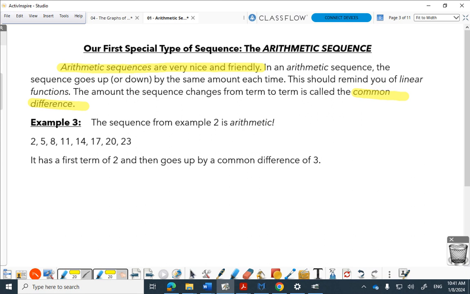So the sequence from example 2 is arithmetic, the sequence I was just doing. It goes up by the same amount: 2, 5, 8, 11, 14, 17, 20, 23. Its first term is 2, and its common difference is 3. Maybe you can just look at that and find the common difference. But if the numbers get complicated, let me show you how you actually handle it if you wanted to find the common difference.